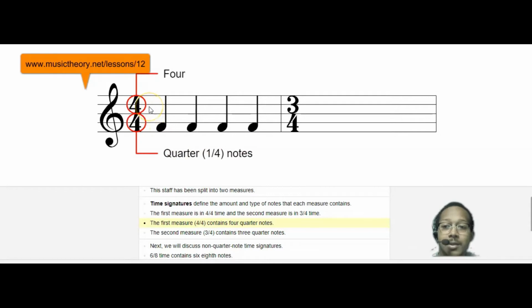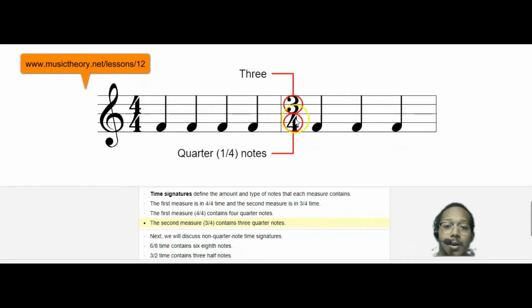In time signatures, the top number is going to tell us how many beats are going to be in our measure. And the bottom number is going to tell us what note gets 1 beat. So, 4 beats in the measure, and the quarter note gets 1 beat. Here, our top number is 3, so there are going to be 3 beats in the measure, and again the bottom number is a 4, meaning that the quarter note would get 1 beat.